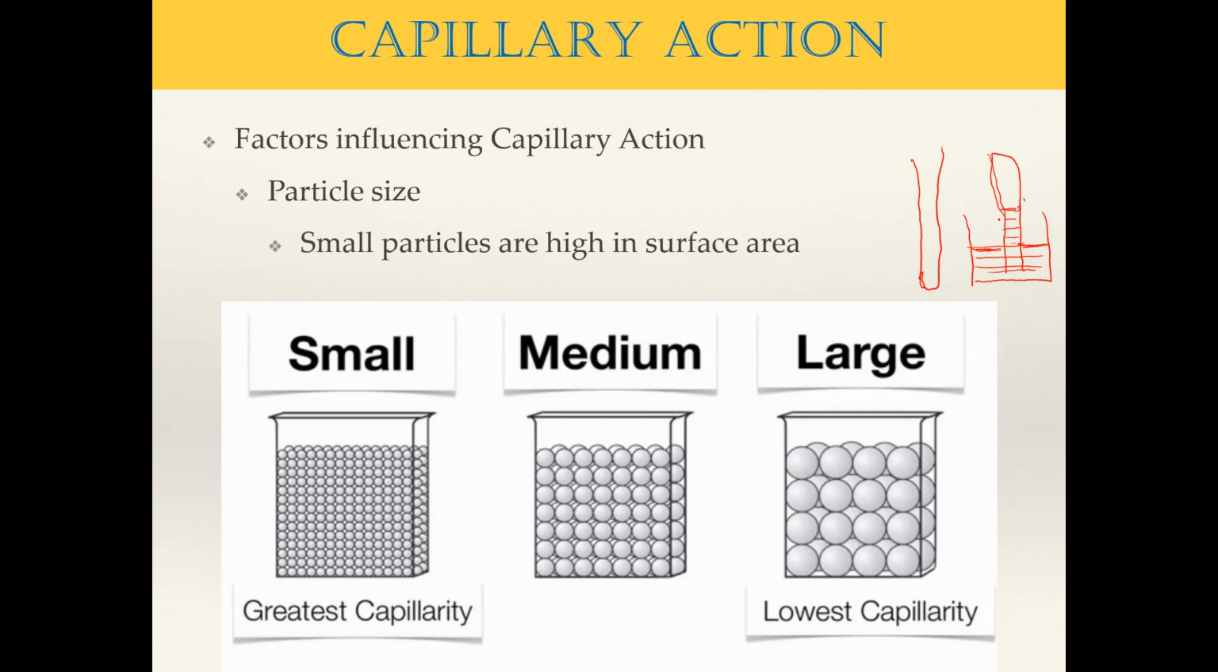So if the particle size is smaller, then the capillary effect is greater. For example, with clay, the capillary rise can be more than 1 meter. But when it comes to sand or gravel, the capillary rise is smaller compared to clay. So it is mainly affected by the particle size. When the particle size becomes smaller, the capillary rise is higher, right?